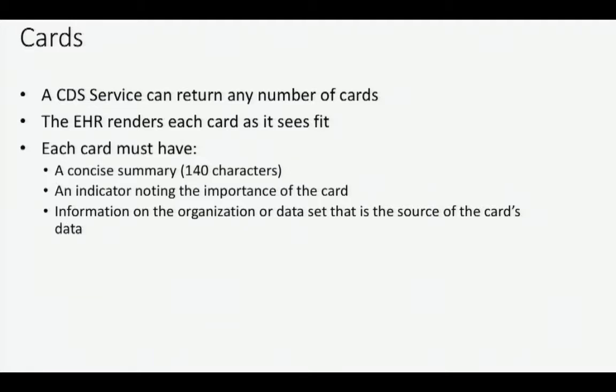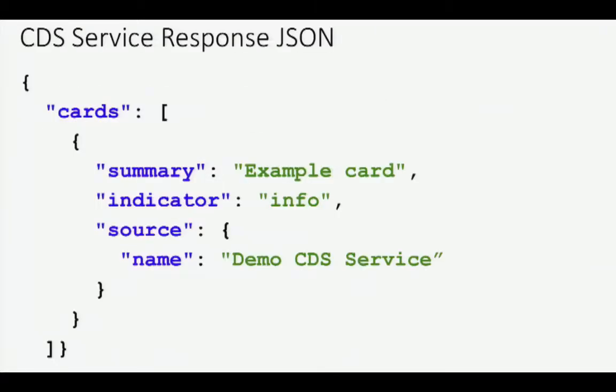Every card must have a concise summary, an indicator noting the importance of the card, and details around the source of the decision support. Those are the only three required bits of information in the card. However, there are a bunch of other fields that are optional that can also be included. So again, the simplest, most concise way to represent a card is this right here in the response. So it's very simple, very readable. Obviously, though, there are a lot of other fields that would provide a lot more rich data for the user.